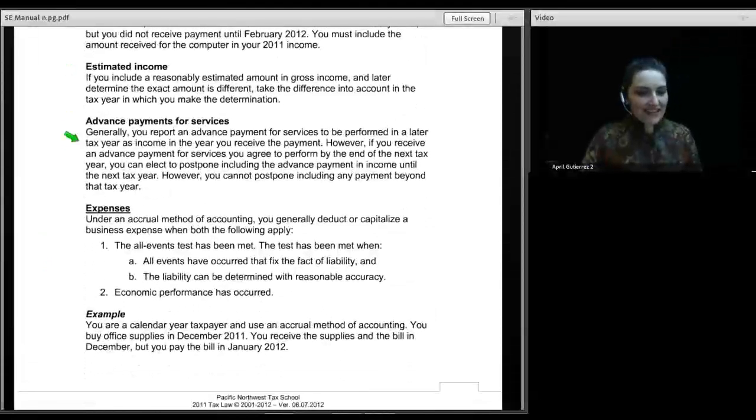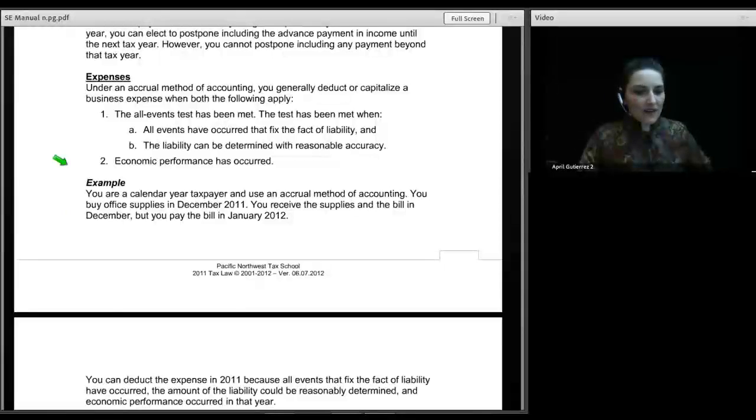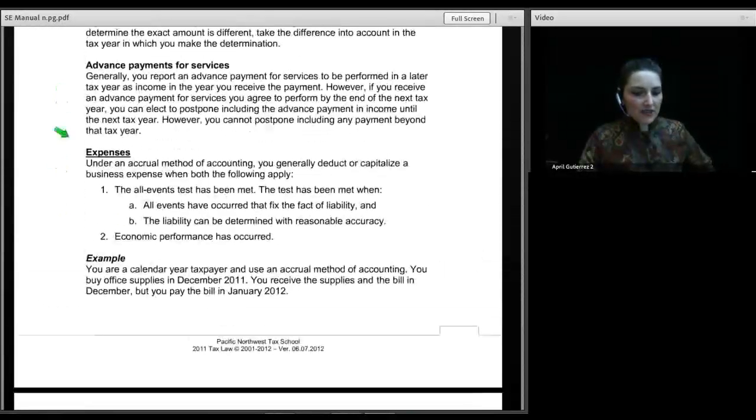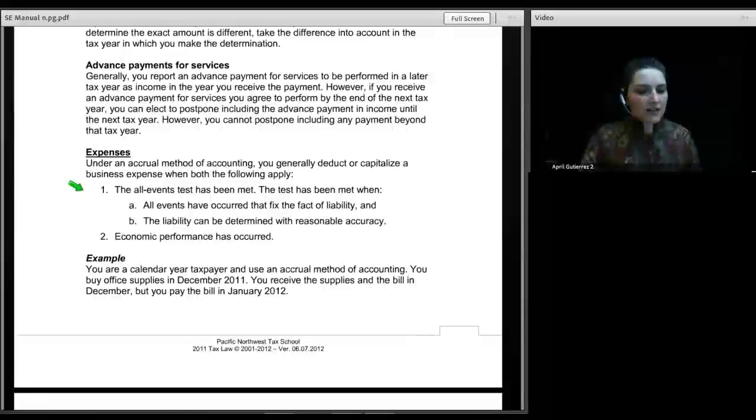So let's look at a couple of illustrations here for expenses under the accrual method. Under an accrual method of accounting, you generally deduct or capitalize a business expense when both of the following apply. Number one, the all events test has been met. The test has been met when all events have occurred that fix the fact of the liability, and the liability can be determined with reasonable accuracy, and economic performance has occurred.